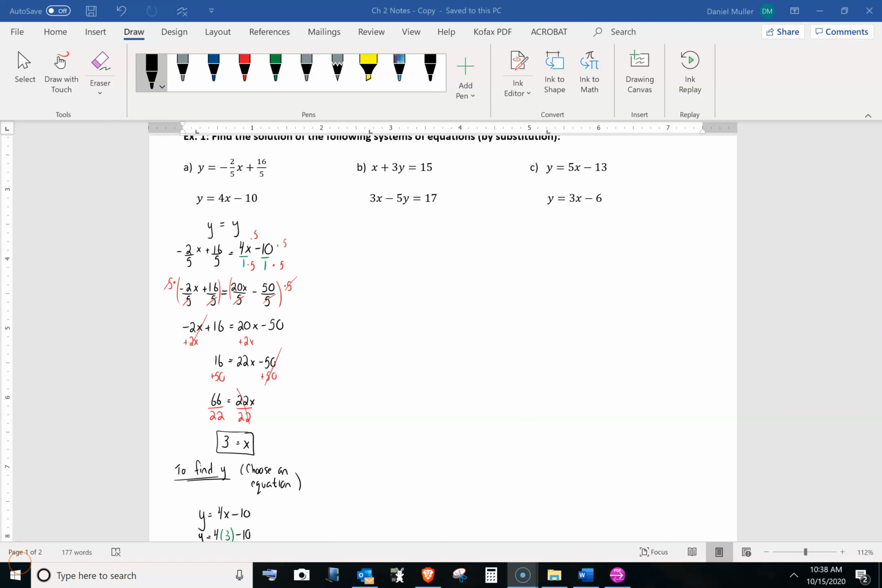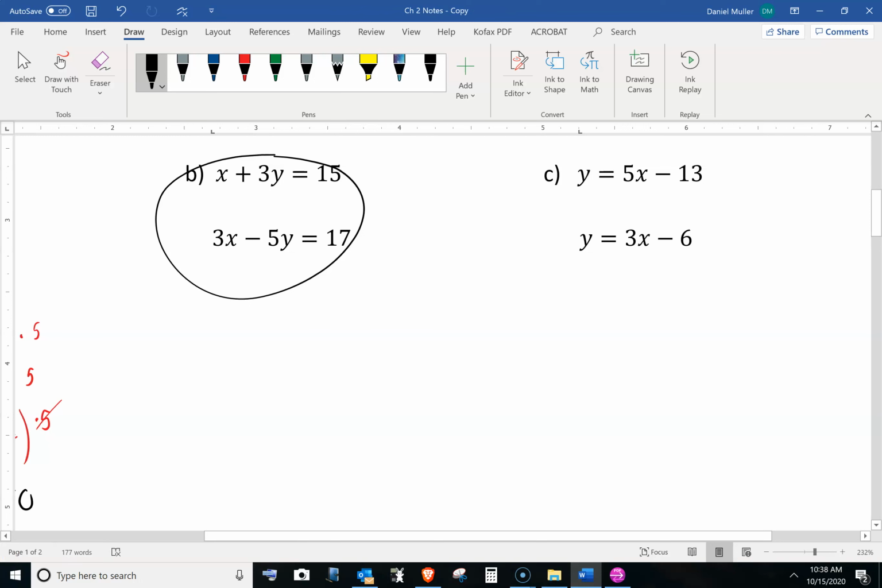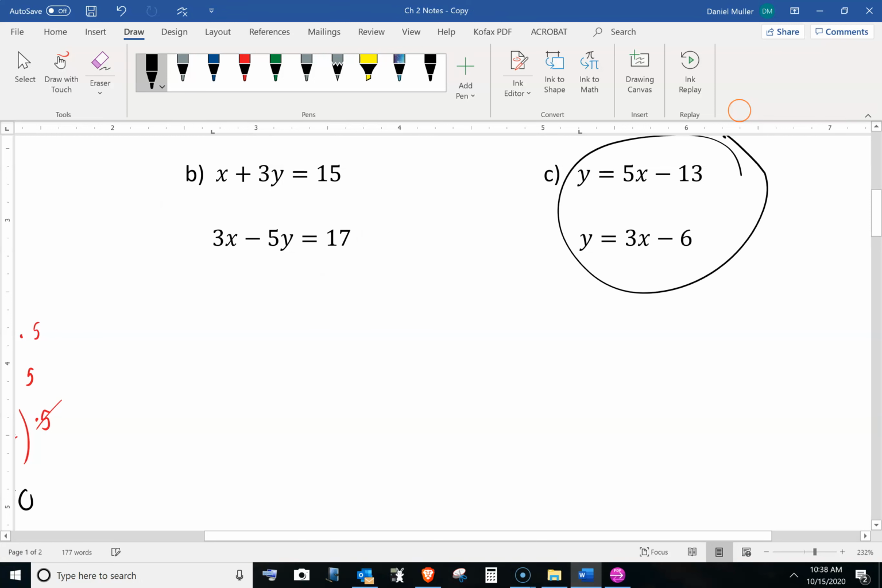Okay, well, let's take a look at, let's do B here first. And the reason that I'm doing B is because it looks more complicated because it's not y equals, but this one here won't have whole numbers. It'll have some fractions in it. So they're both a little bit more complex, but for different reasons.